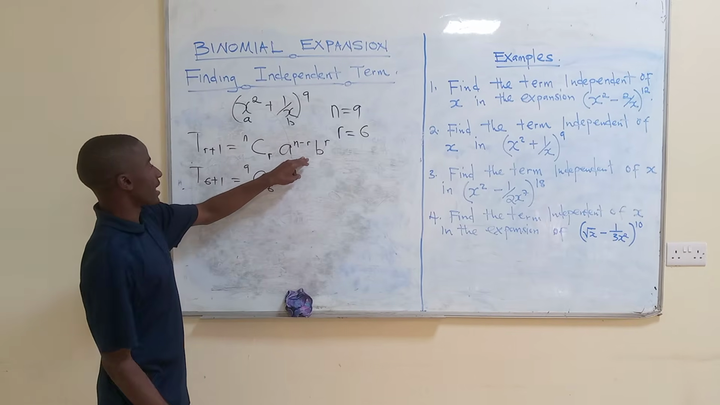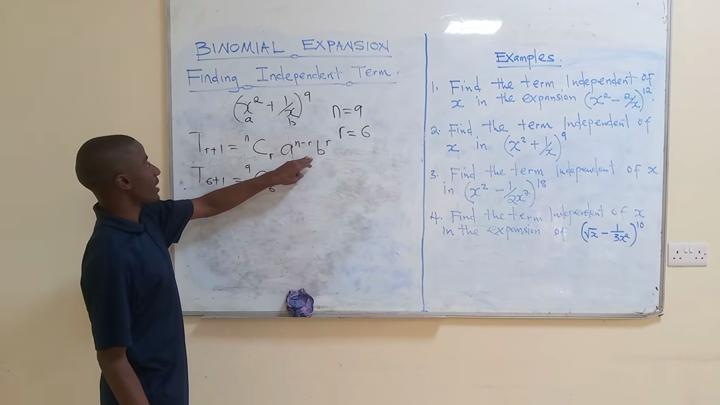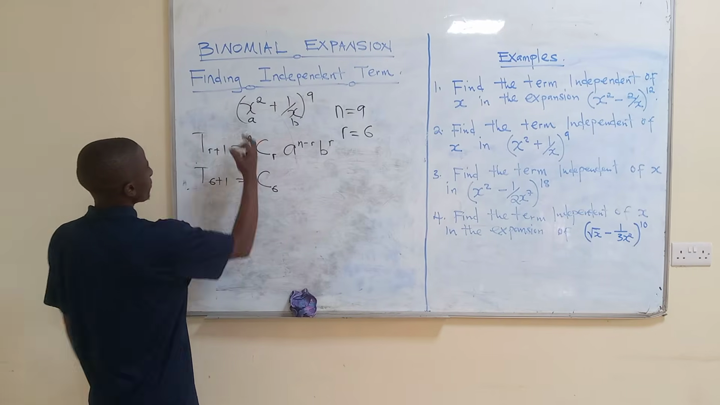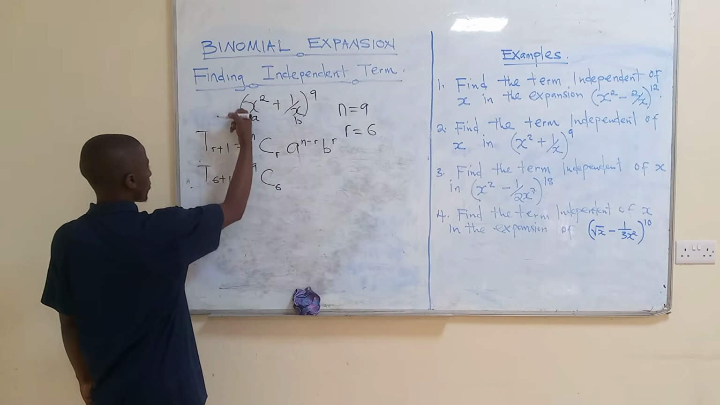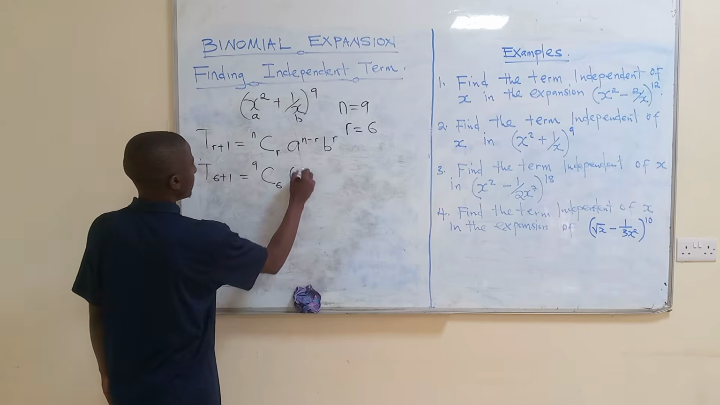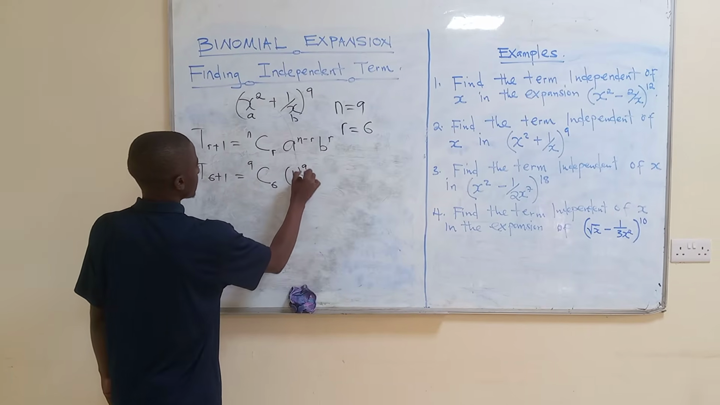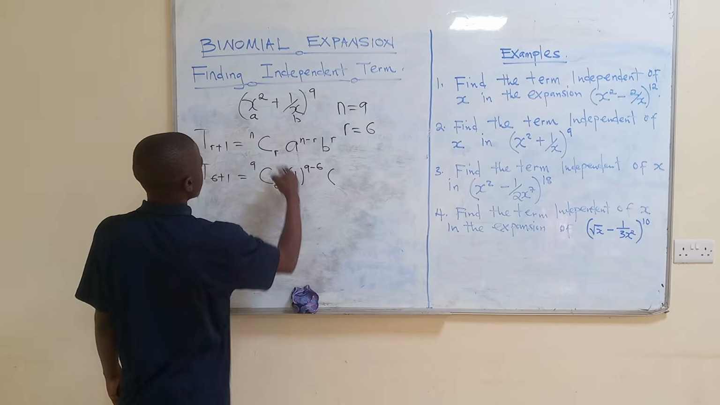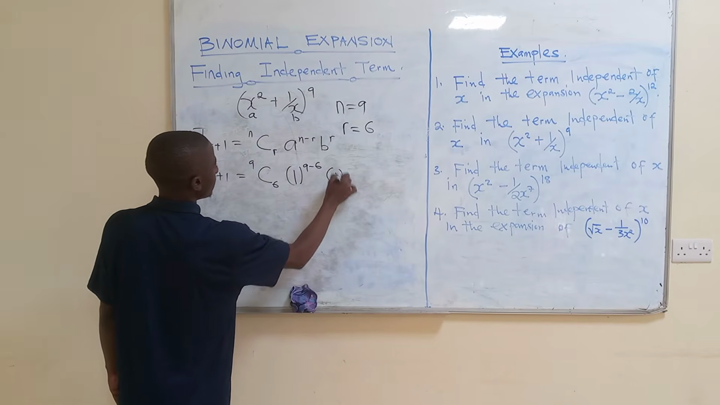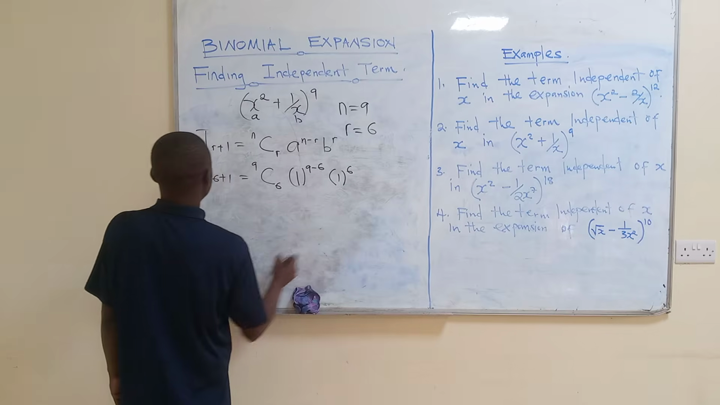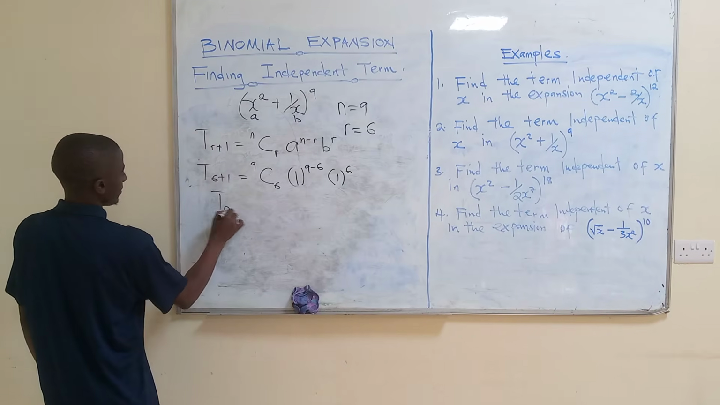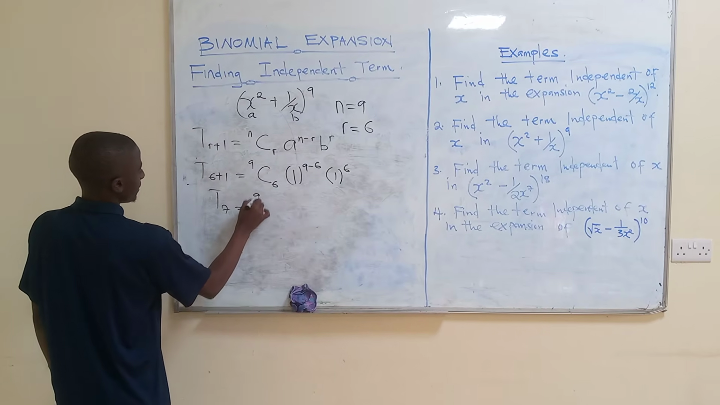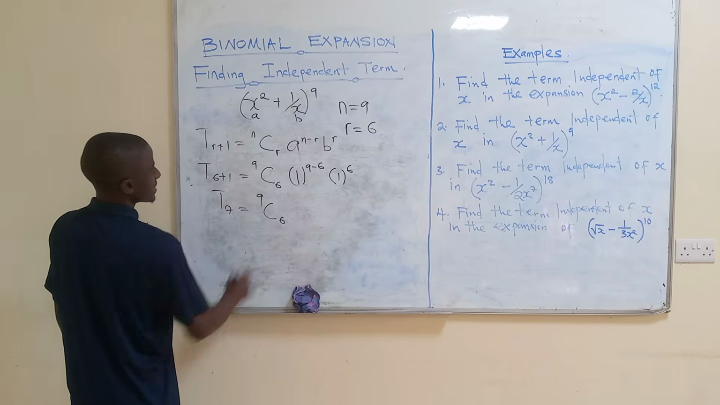So when you're using this kind of formula, you only focus on the coefficient of x. So the coefficient of a, that is 1. So it's 1. What is n? That is 9 minus 6. So here the coefficient of b, that is positive 1. So r, that is 6. So T7 is equal to 9 combination 6.